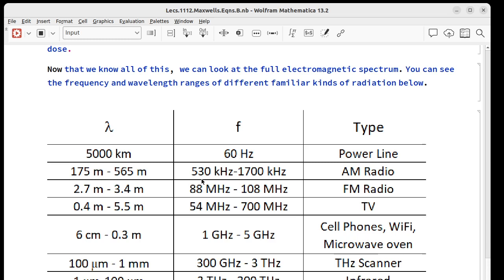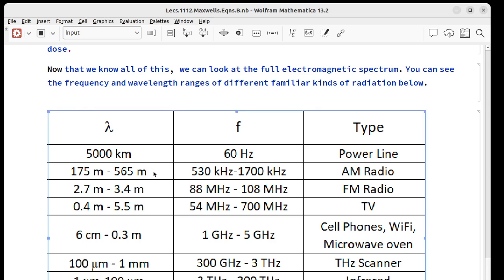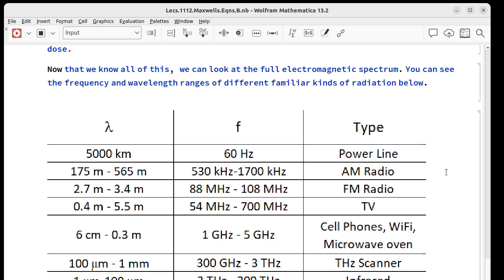AM radio, the frequency can be read off of your radio dial. It's 530 kilohertz to 1700 kilohertz, which means wavelengths in the hundreds of meters. If you've ever been out west and seen really tall radio towers, they're probably AM radio, because the optimum size for a radio tower is usually 1/4 of a wavelength. So here we'd be looking at something like 150 meters or about 500 feet.